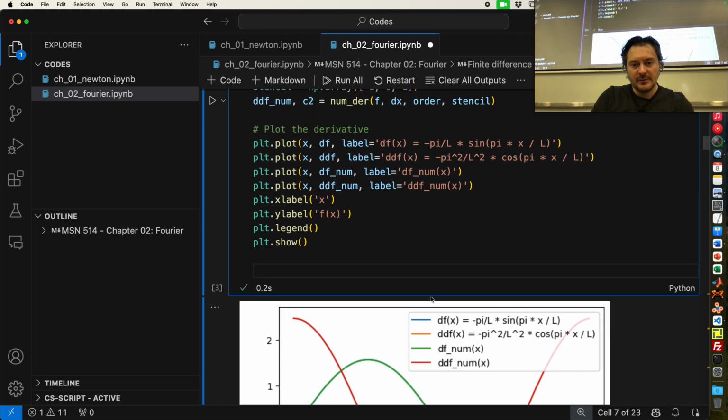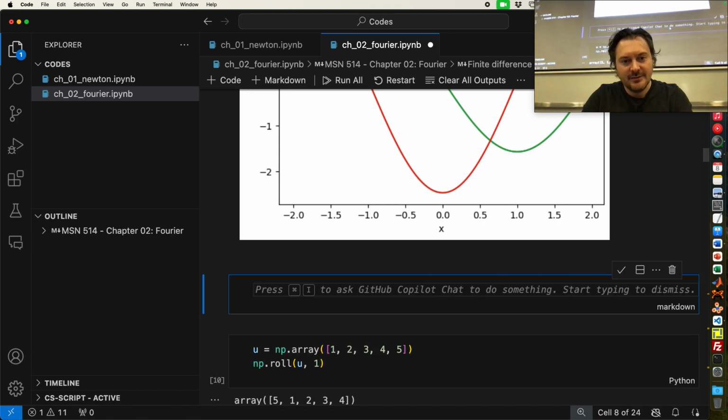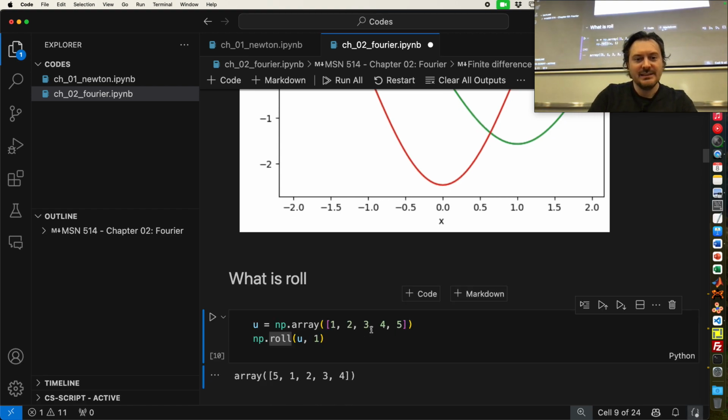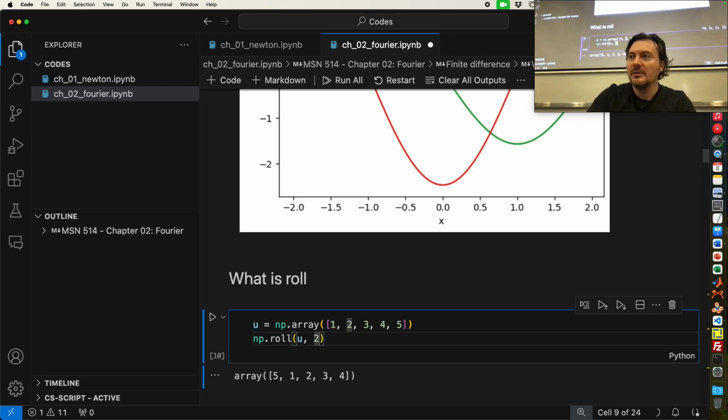Okay, let me show you what is roll. I happen to have a code to show you what is roll and what is its role in here. Anyways, so if I have 1, 2, 3, 4, 5, if you do np.roll U, comma 1, then it just rolls the whole thing to the right and puts the last one here. Okay? So that is a cyclic permutation.